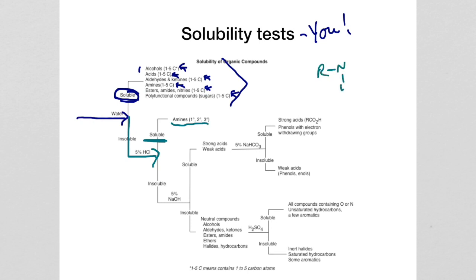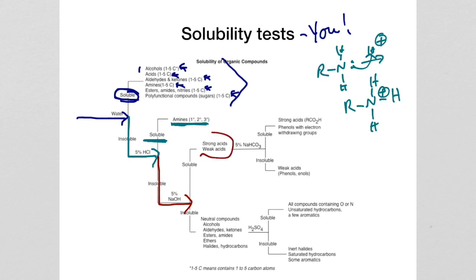Why? Because they aren't dissolving in this hydrochloric acid as much as they are reacting with it, making an ammonium ion, which is soluble in water. So if you're soluble in hydrochloric acid, you can conclude that you have an amine. What if you're not soluble in hydrochloric acid? Then you're going to have to try another test with 5% sodium hydroxide.